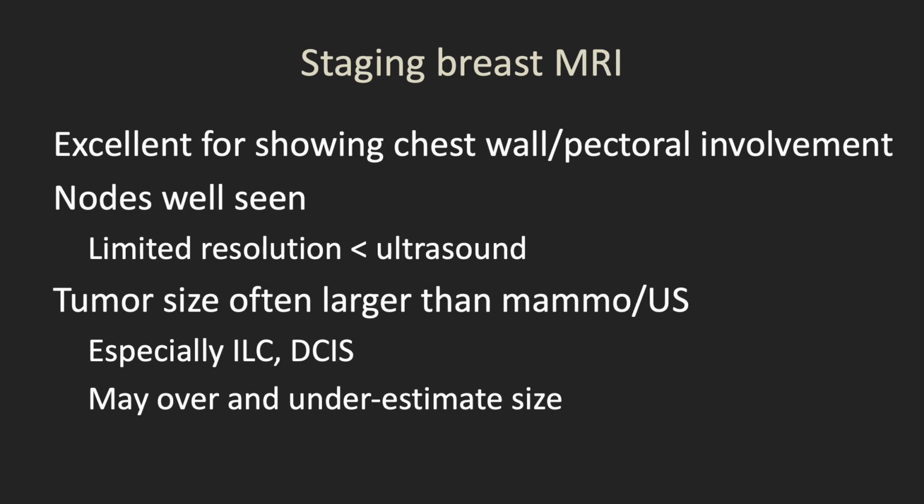Staging breast MRI is excellent for showing us chest wall and pectoral involvement. We do see nodes well if the patient is positioned appropriately within the scanner, but the resolution is limited. It's less than ultrasound, so it's often quite difficult to measure cortical thickness and look for small cortical bumps. The size of tumors is often larger than that seen by mammography or by ultrasound, particularly with invasive lobular cancer and DCIS. But studies have shown that staging breast MRI can over- and underestimate the size of specific tumors.